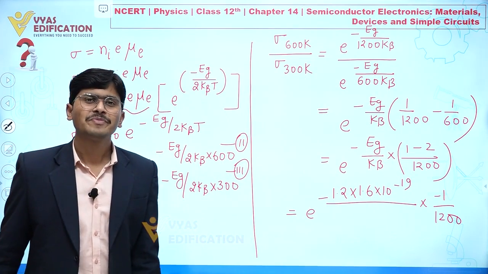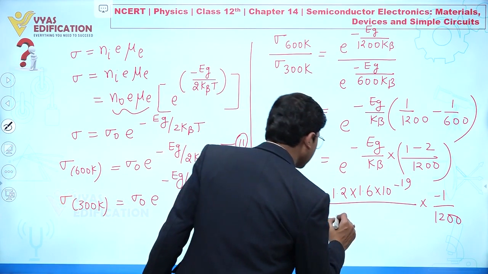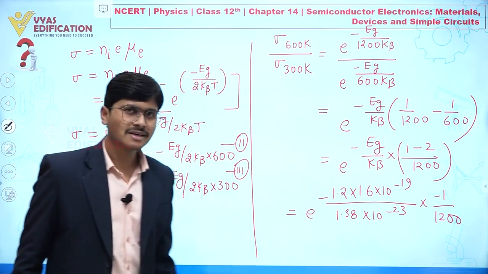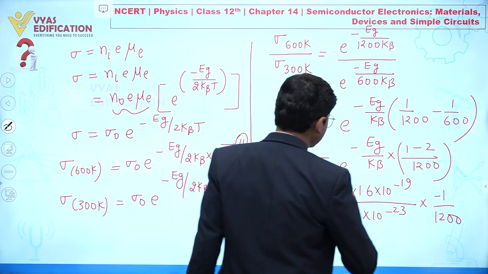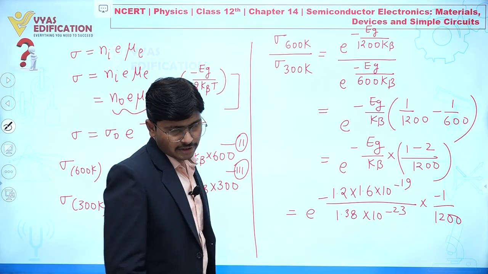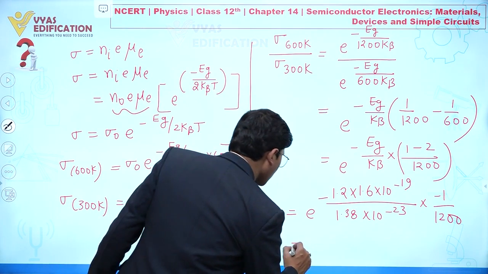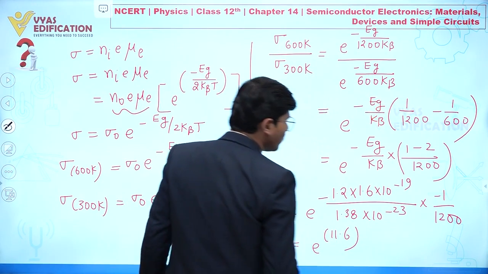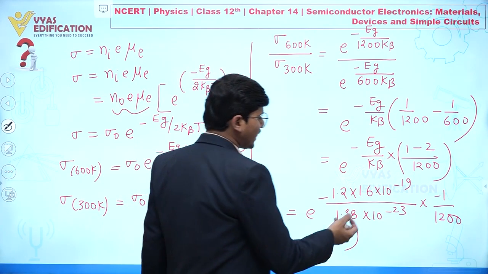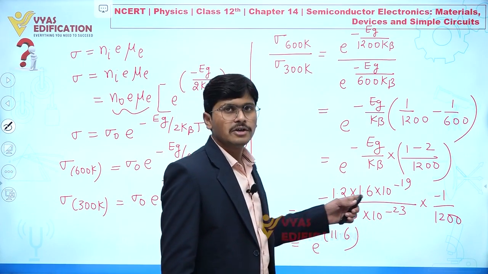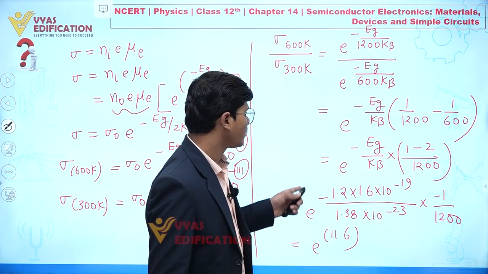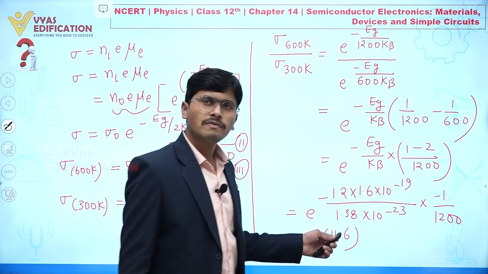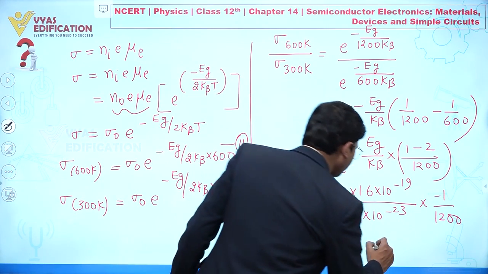And what is the value of kb? kb is the Boltzmann constant, and its value is 1.38 into 10 to the power minus 23 joule per Kelvin. Now if you solve it, minus minus becomes plus, and you will find the value is near about e to the power 11.6. Directly, if you multiply 16 by 12, that gives 192, divided by this one, and if you calculate, you will find it is near about 11.6.